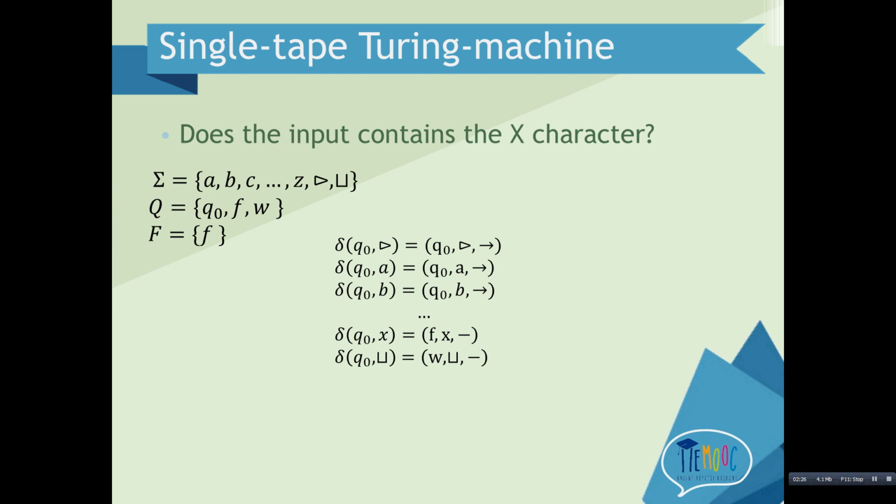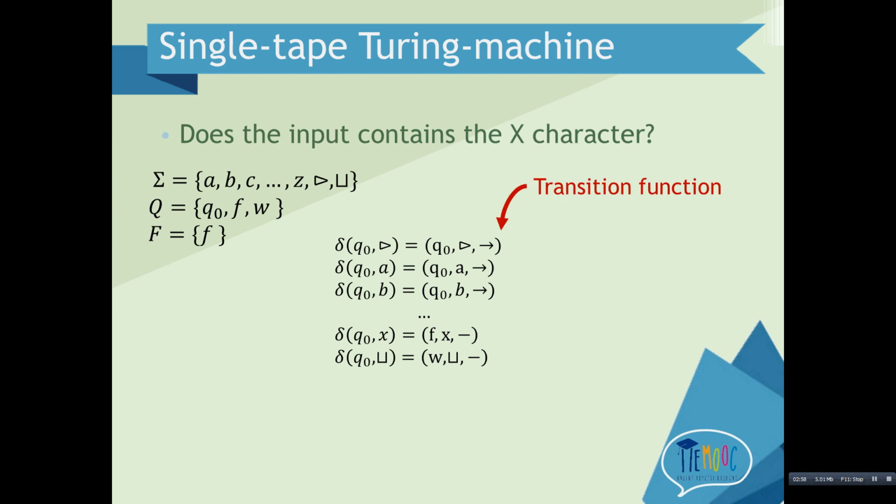We need to decide from a word whether it contains the character X or not. Sigma is A, B, C with the start and blank symbols. We have 3 different types of states. Q0 indicates that we read a character which is not X. The F accepting state means that we read an X character, and W tells us that we have finished reading the input word and there is no X character in it.